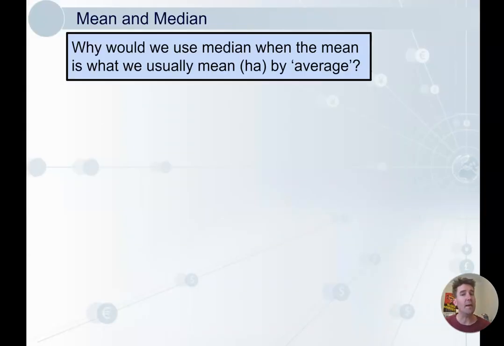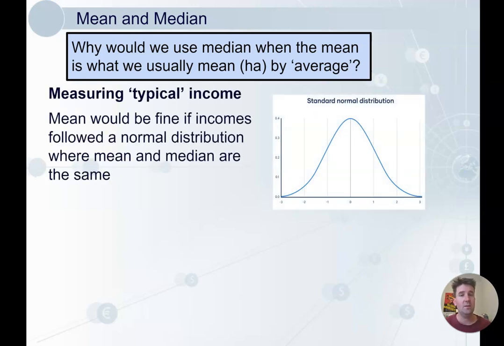Okay, why would we use median when the mean is what we usually mean by average? There are cases where we do use that. We use it often when we're measuring what a typical income is. So if we want to know what an average sort of person's income will be, then we generally want to use the median. Mean would be fine if the incomes were distributed in a normal fashion.